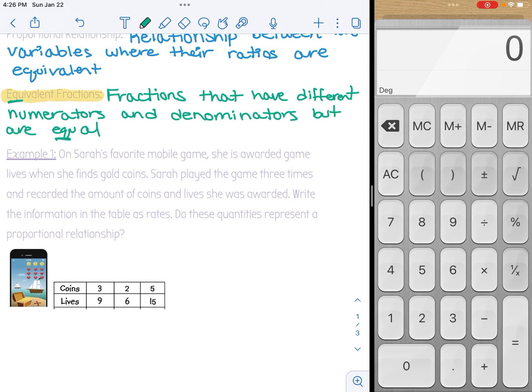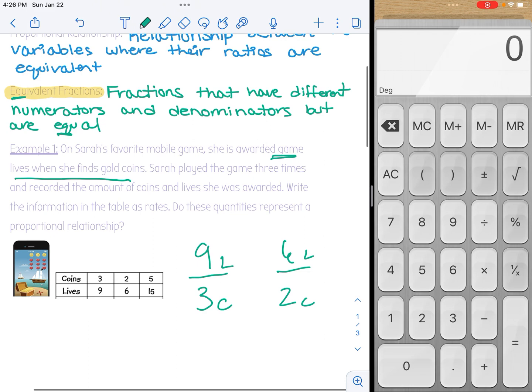So we know that she is awarded game lives when she finds gold coins. So the lives are going to depend on how many coins she has. So we have for 3 coins, she had 9 lives. For 2 coins, she had 6 lives. And then for 5 coins, she had 15 lives.